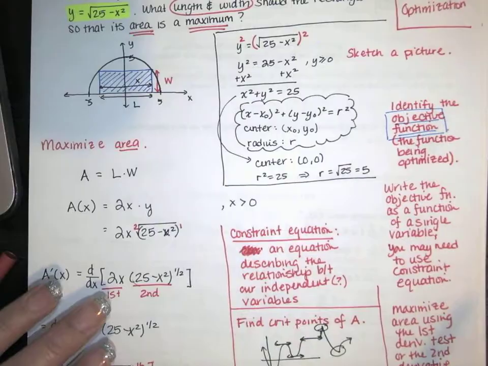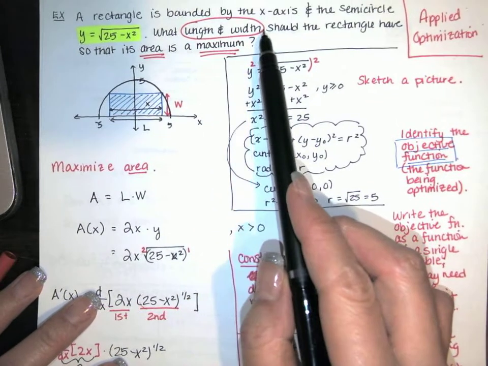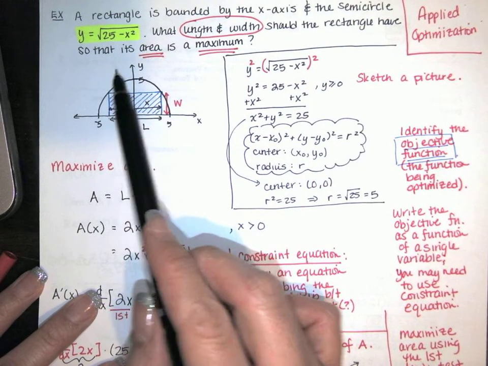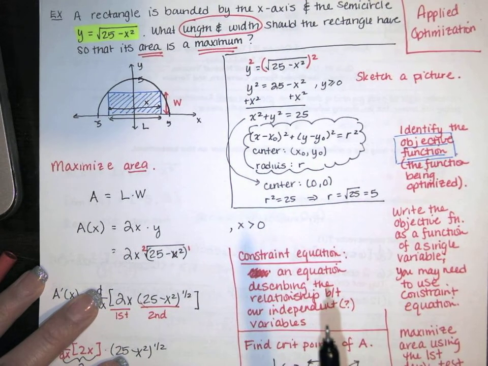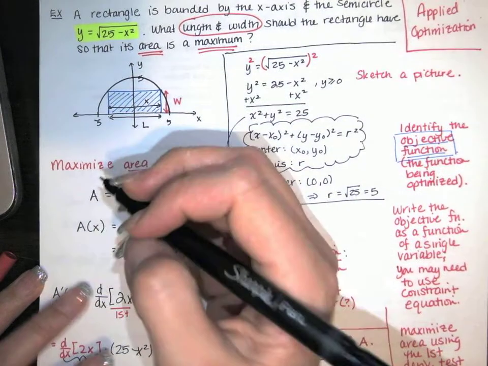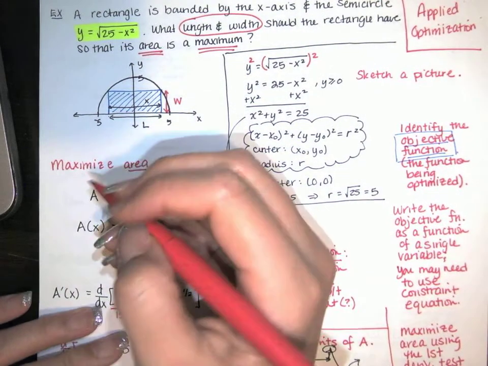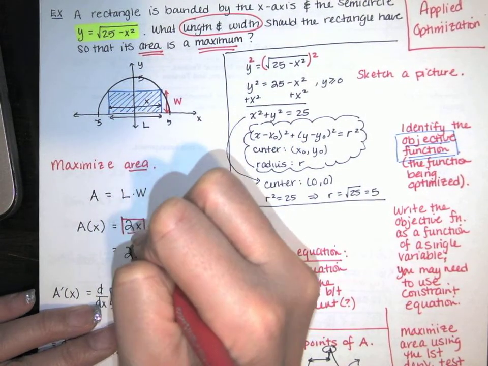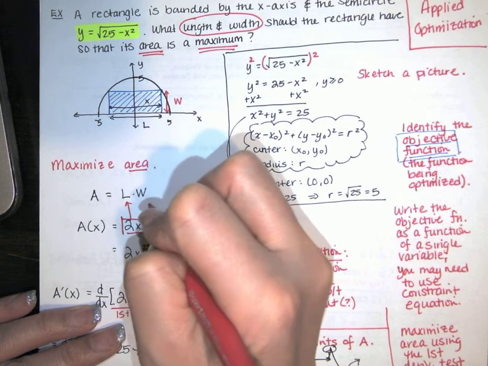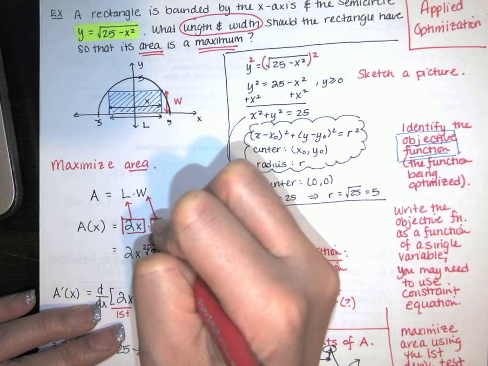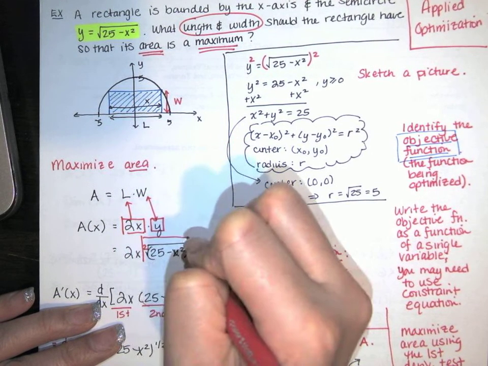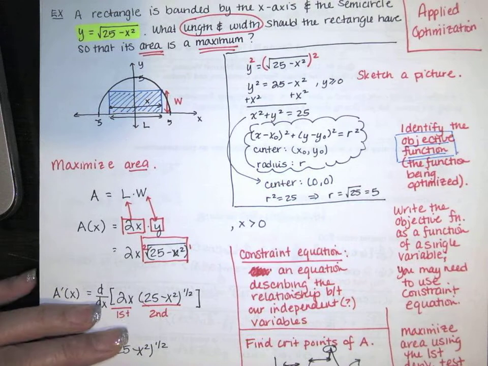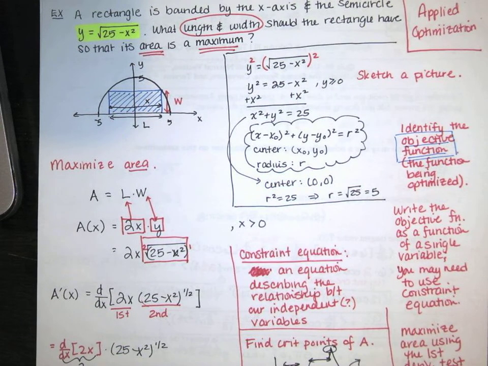Now let's go back and make sure we answered the question. Question said, what length and width should the rectangle have so that its area is a maximum? The length was right here. Remember that length was 2x. And the width was the y value on the graph, but remember the y value was given by the positive square root of 25 minus x squared. So let's calculate the quantities that they asked us for.